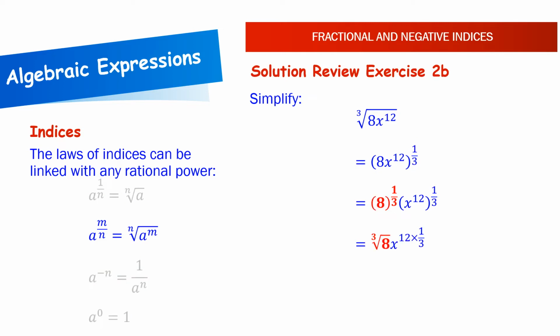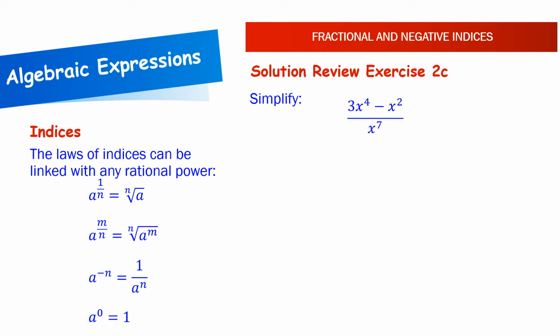to give us cube root of 8 times x to the power 12 times 1/3. And of course, cube root of 8 is 2, and x to the power 12 times 1/3, we simply multiply 12 by 1/3 to give us 4, as shown. And so our solution is 2x to the power 4.